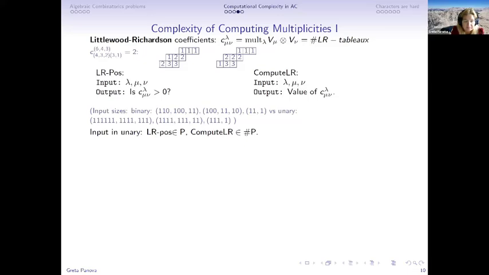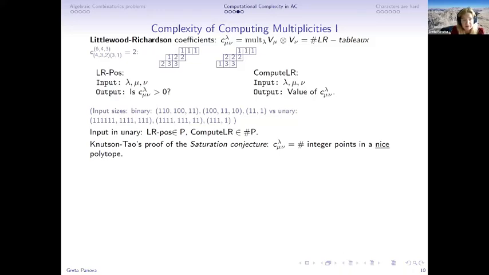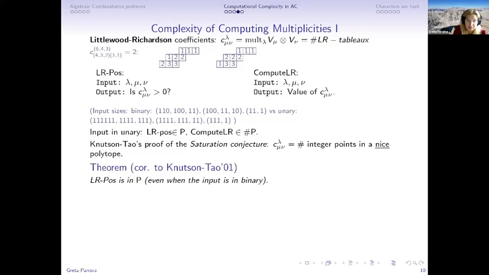If it's in unary, it's easy to decide if it's positive. And computing it is in Sharp P. But also if the input is in binary, you can say that, because the Littlewood-Richardson coefficient is non-zero if and only if a certain polytope is non-empty. This follows from the Knutson-Tao theorem. This is not always the case. In this case, the decision problem is actually in P, not just in NP.